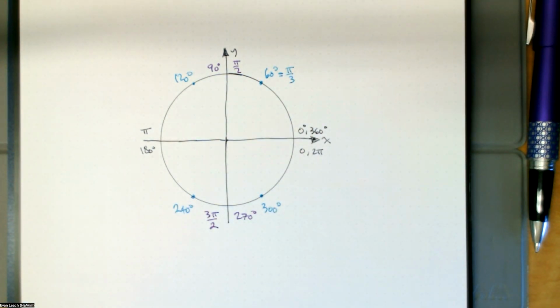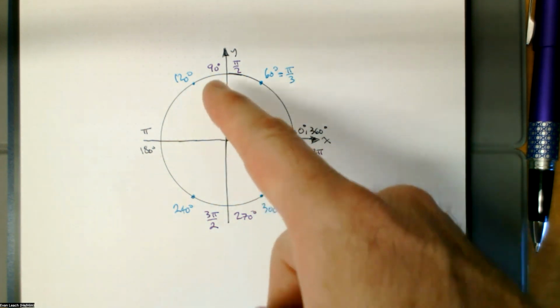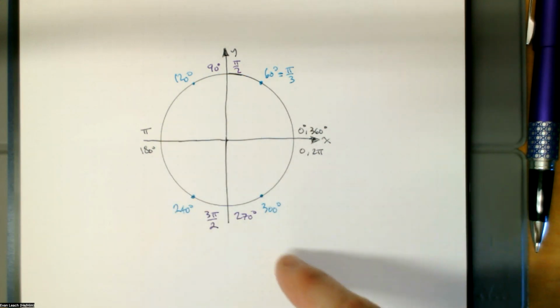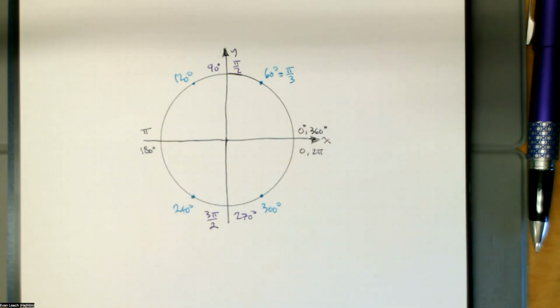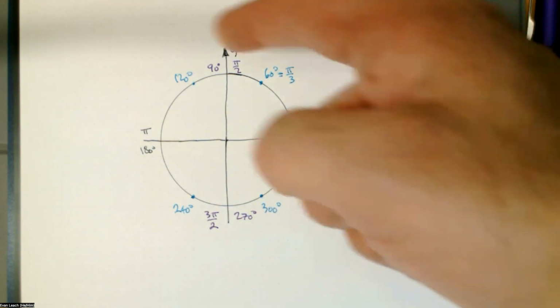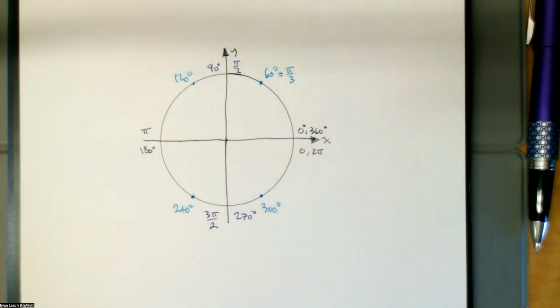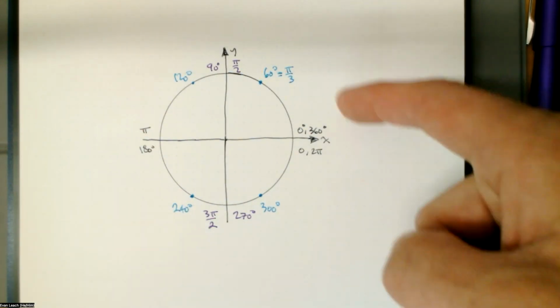Now I'm going to count around in terms of 60. I'm going to count by 60s. 60, 120, 180, 240, 300, 360. So there is my dividing the 360 up into 60-degree angles.